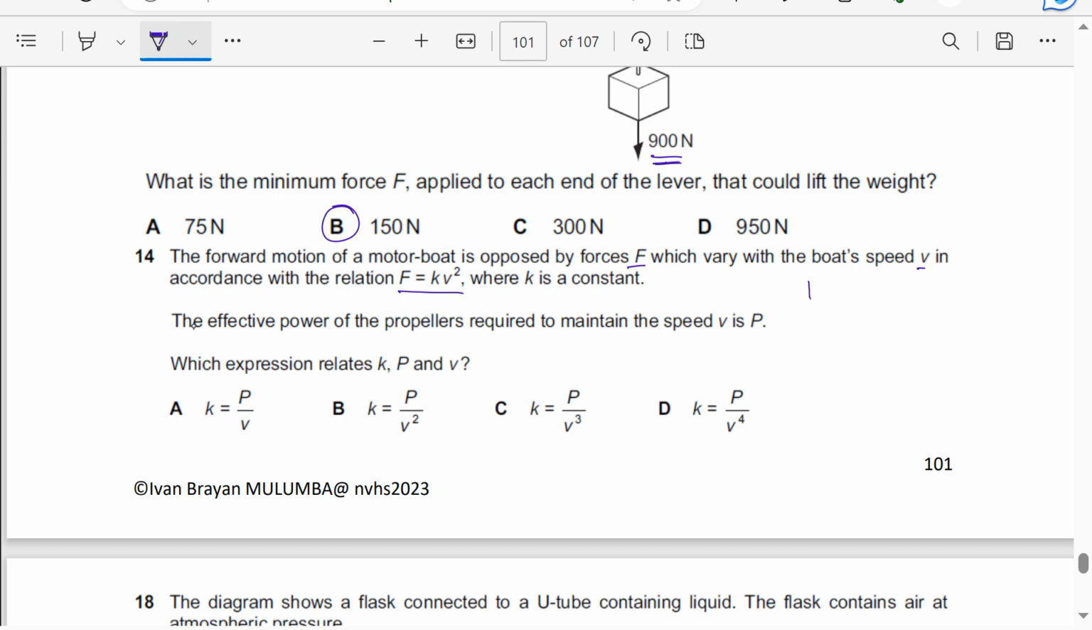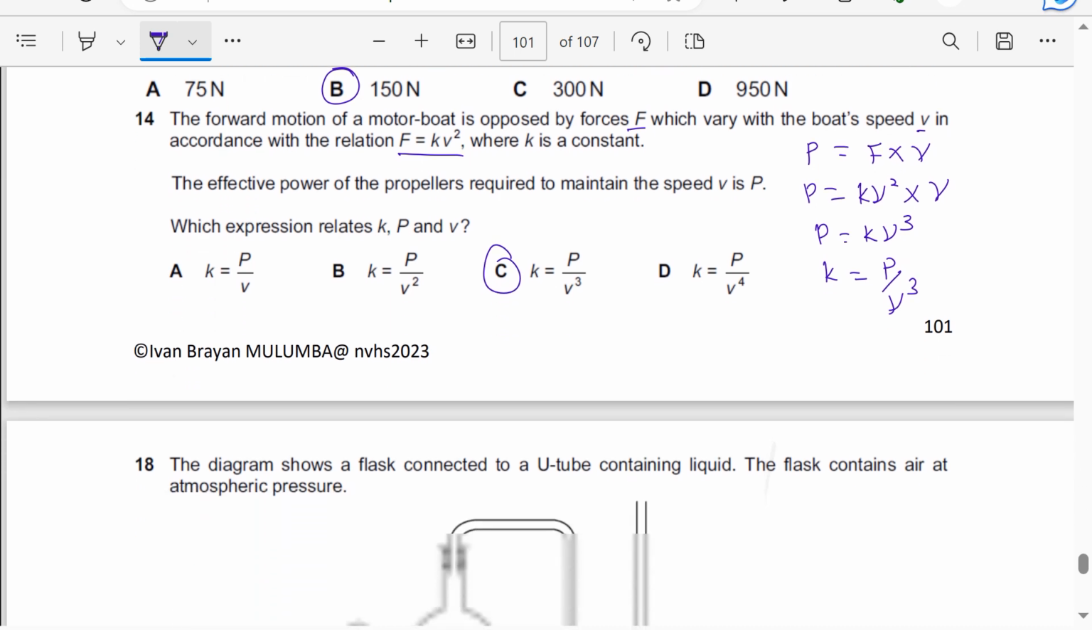First of all, we know that power is equal to force times velocity. Power is force times velocity, so power will be equal to, where there is force, I'll put kV squared, again times V. So power is equal to kV cubed. Which means k is going to be power divided by V cubed. So the answer is going to be C. k is P over V cubed.